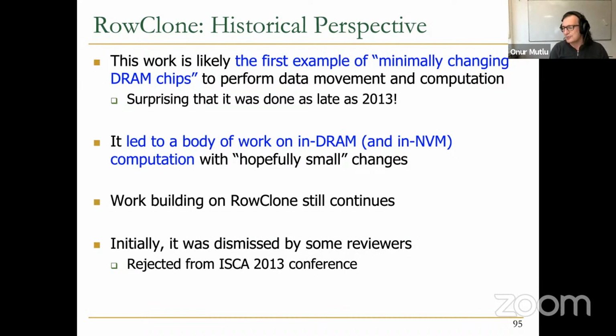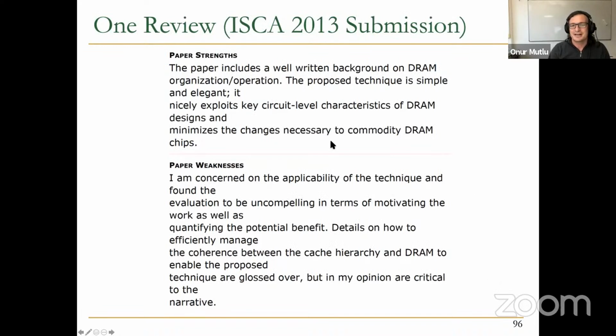It's not as bad in the RowClone paper as it is in the Ambit paper, as I will also hopefully discuss. But let's take a look at some early review. This is a reviewer who rejected the paper. They find strengths in the paper, as you can see. They say this is a well-written paper. The proposed technique is simple and elegant. Interesting, very interesting choice of words. Elegant is something that's good, right? It nicely exploits key circuit level characteristics of DRAM designs and minimizes the change necessary to commodity DRAM chips.